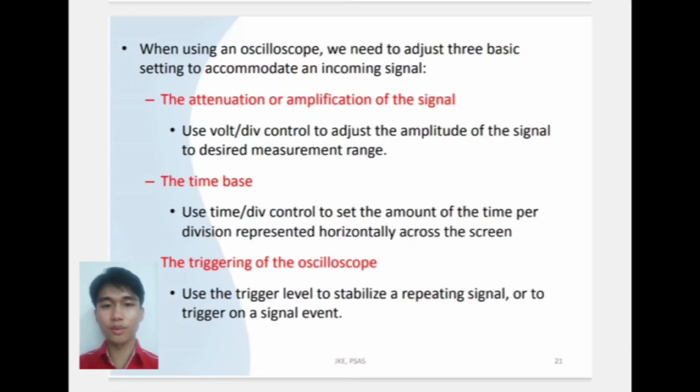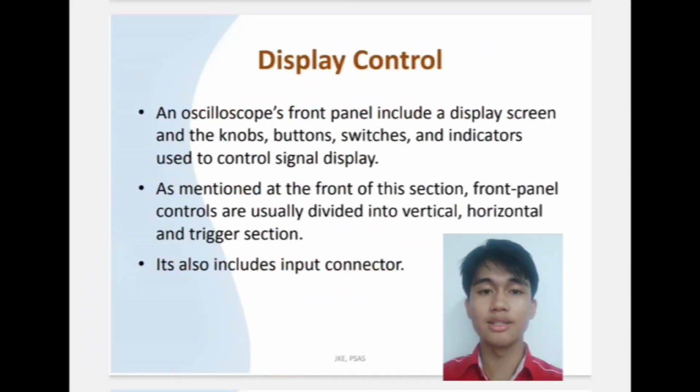When using an oscilloscope, we need to adjust three basic settings to accommodate an incoming signal: the attenuation or amplification of the signal, where you use the volts per division control to adjust the amplitude of the signal to the desired measurement range; the time base, where you use the time per division control to set the amount of time per division represented horizontally across the screen; and the triggering of the oscilloscope, where you use the trigger level to stabilize a repeating signal or to trigger on a signal event. Let us see the display control.